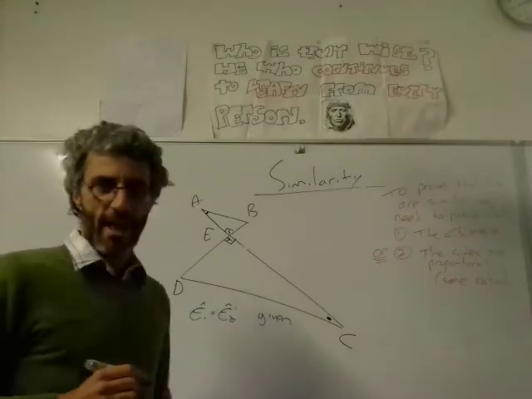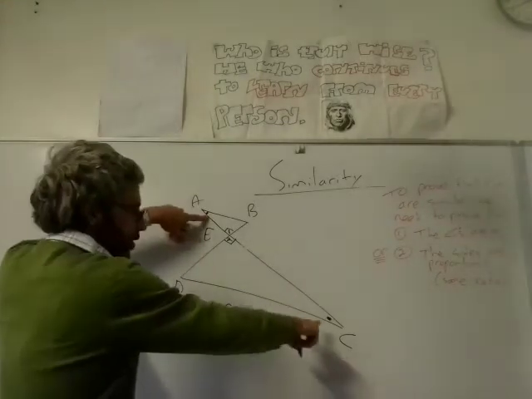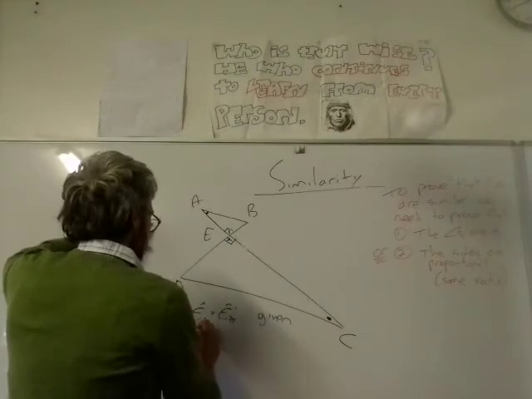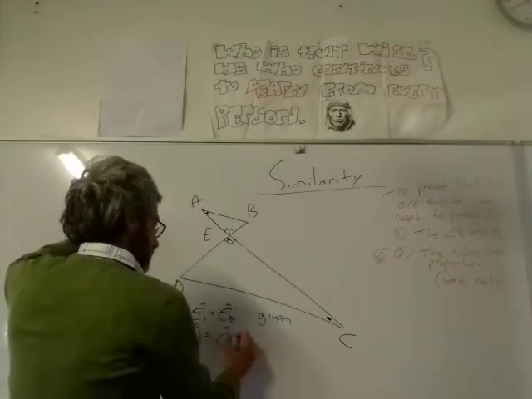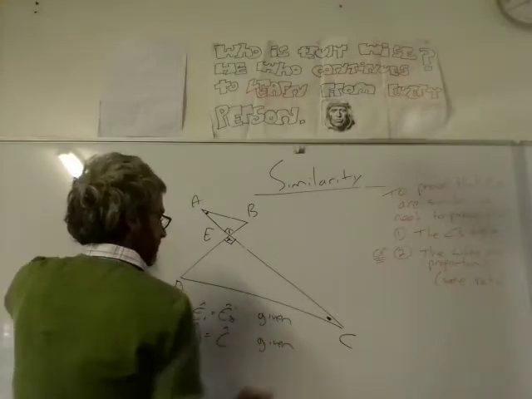What's the other pair of angles that are the same? You can see there's a dot here and a dot there. So I can say angle A equals angle C. Okay? And again, the reason is given.